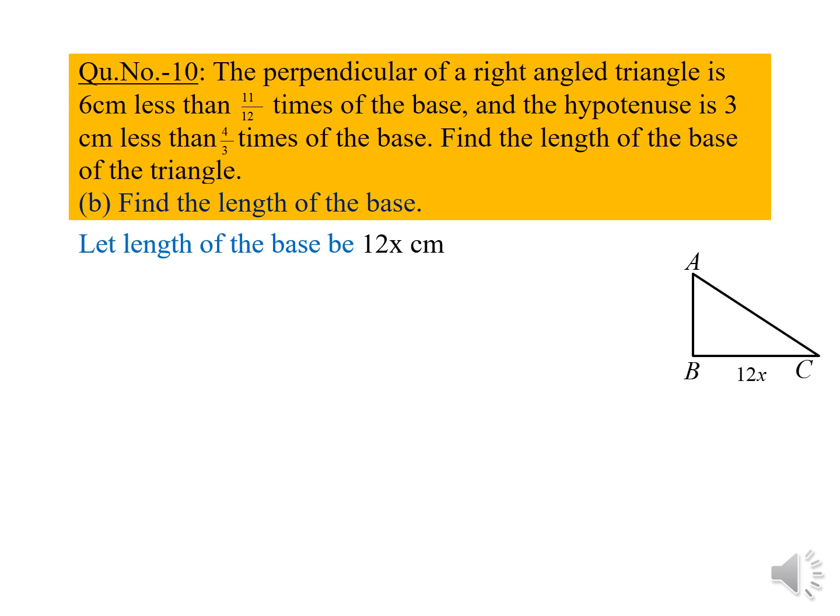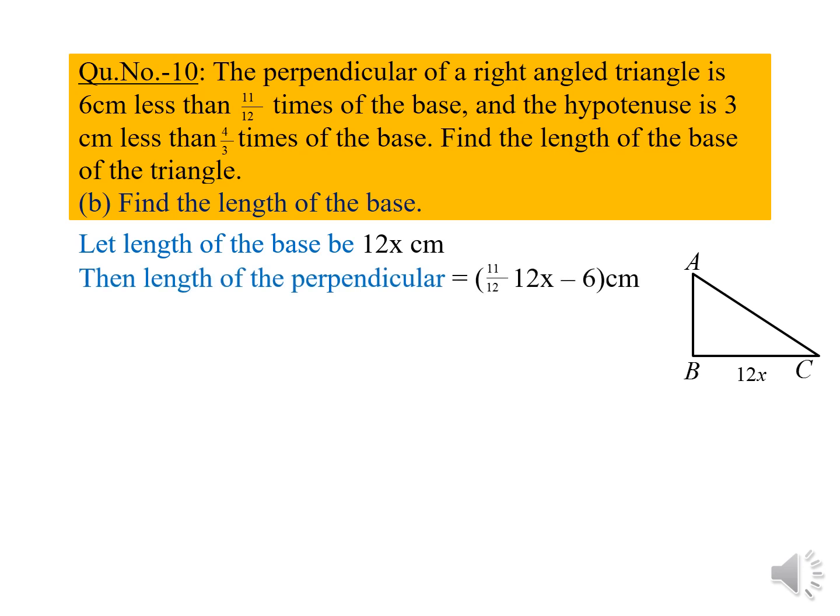That is the reason behind it: here you can see two fractions. One of them is 11 by 12 and another one is 4 by 3. Here the LCM of 12 and 3 is 12. So if we consider the length of the base is 12x, then the hypotenuse and perpendicular will not be fractions.